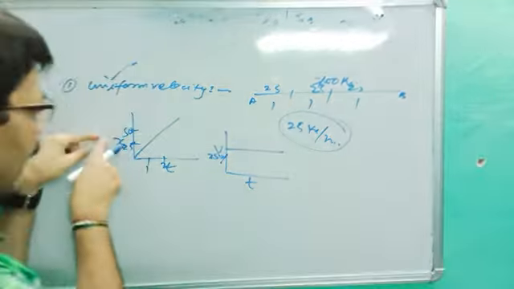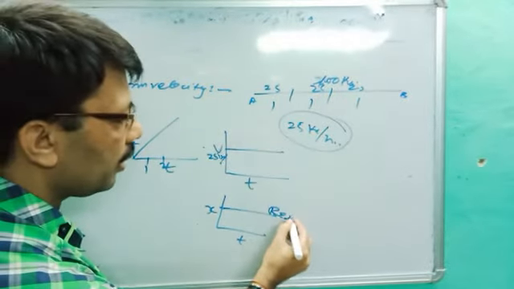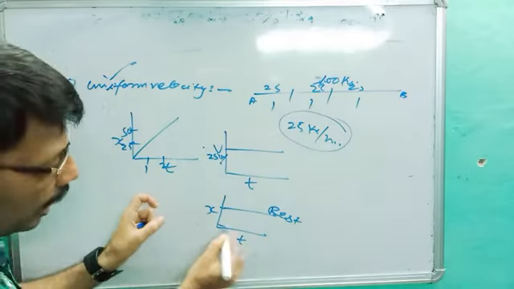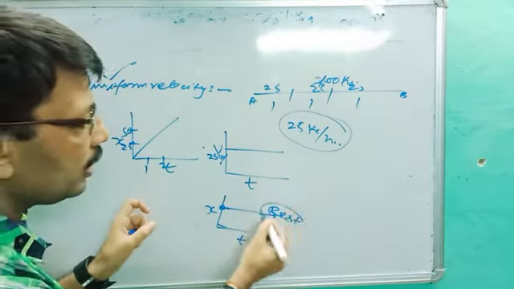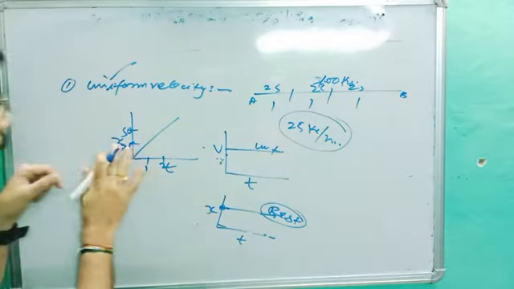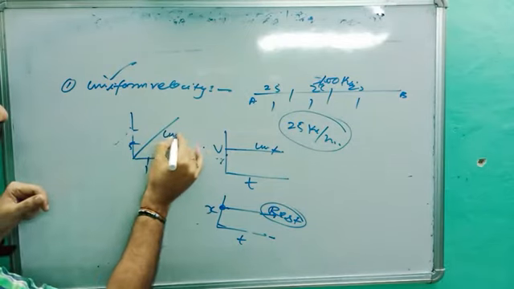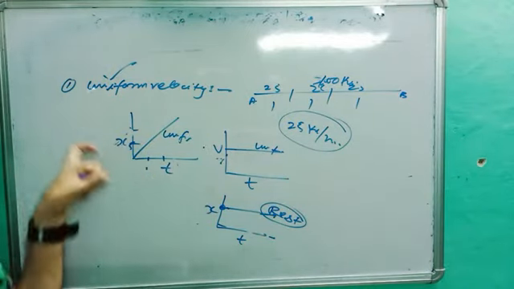If you are getting an x-t graph like this, this is called the body remains at rest. You can see time is increasing while position is not going to change. All the time the position is the same. It means the body is at rest. While this is called uniform velocity for the v-t graph, and this is uniform velocity for the x-t graph. So this is all about your uniform velocity.